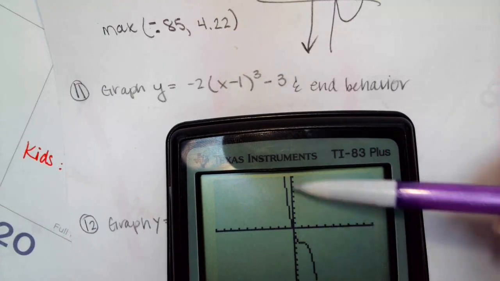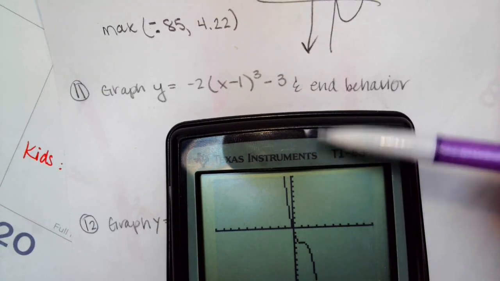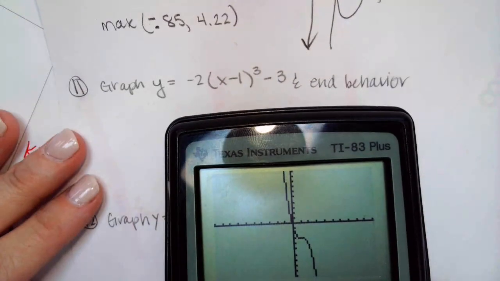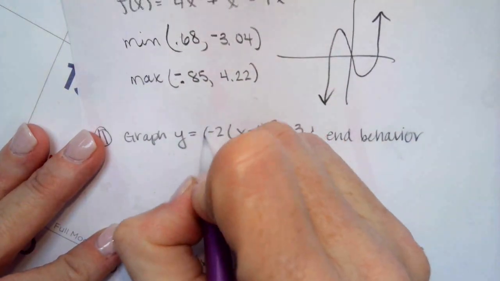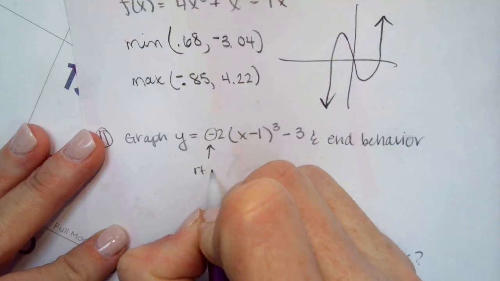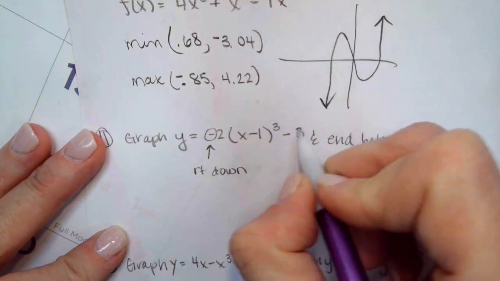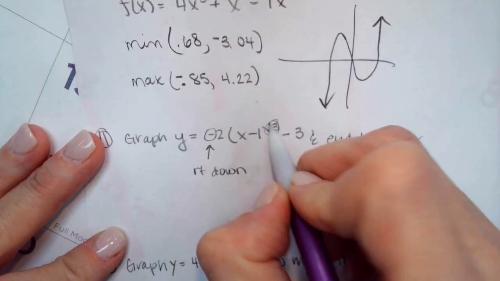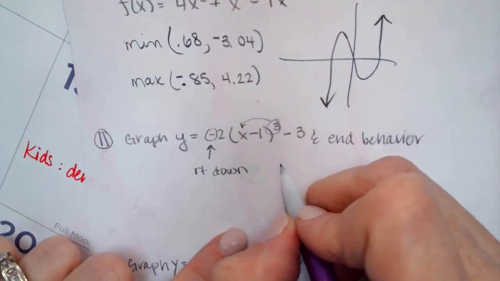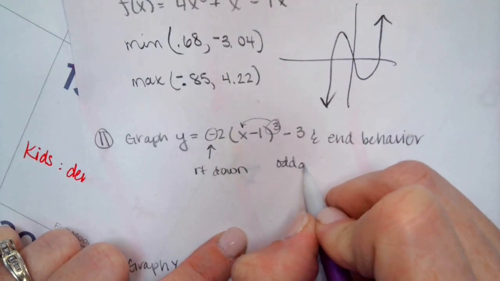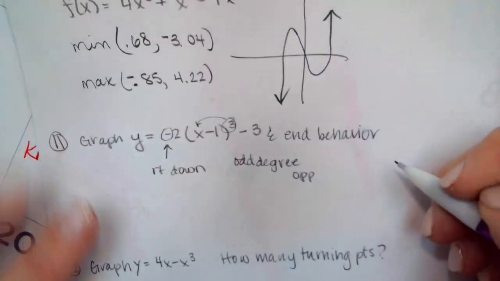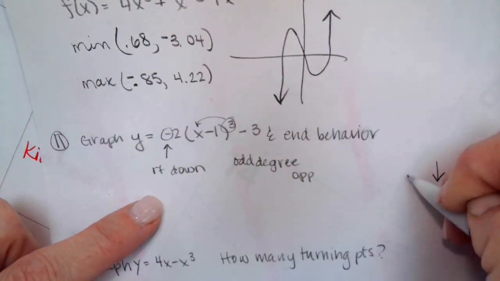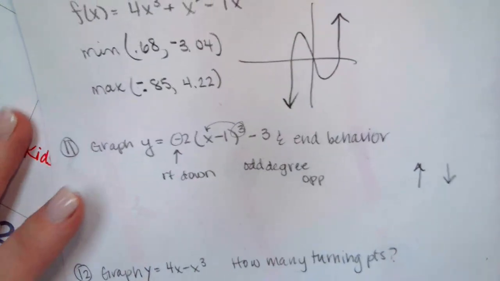Okay, so you have a graph, but you can also just look at this equation, and this is negative, so this tells you that the right side is going down, and then this, if we distribute that out, would be an odd exponent, odd degree. So then that tells you that they are in opposite directions. So the right side would be down, the left side is going to be up.